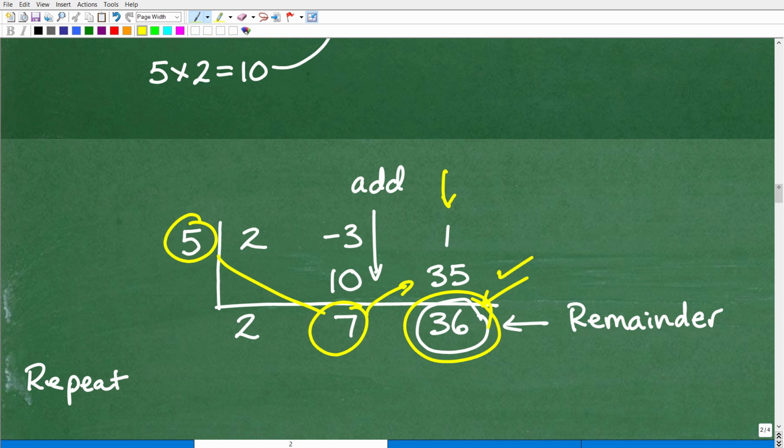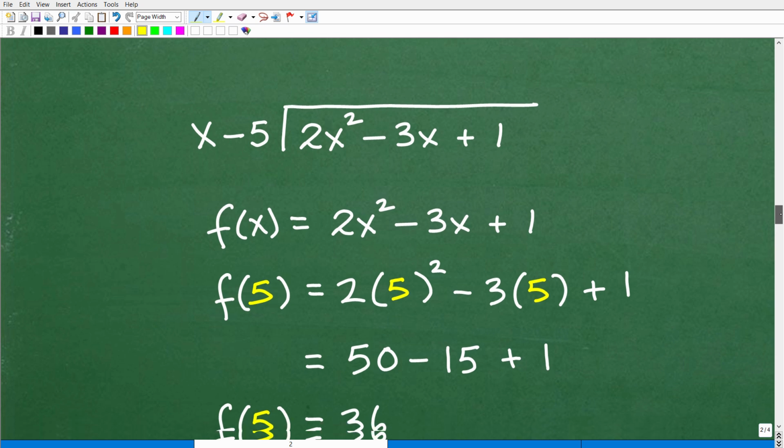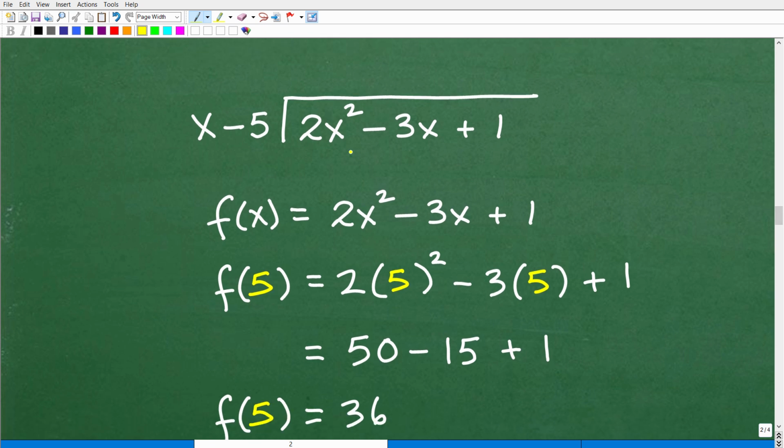All right, so let's go ahead and just check this to make sure this works out. Again, we have a polynomial division set up here. Let's go ahead and just express this as a function. f of x is equal to 2x squared minus 3x plus 1. And let's go ahead and evaluate this function for 5. It should be the same thing as synthetically dividing, but let's just go ahead and do it the most direct path. So we'll plug in 5 everywhere there is an x.